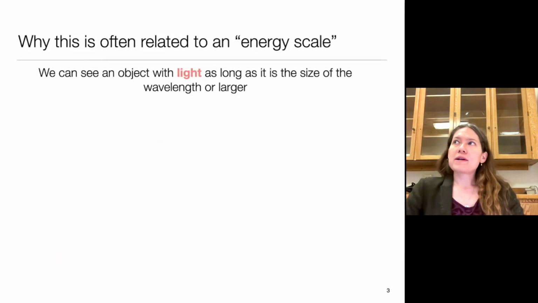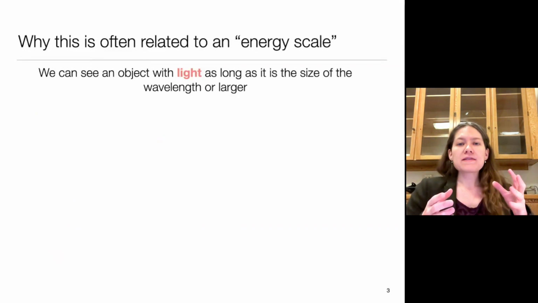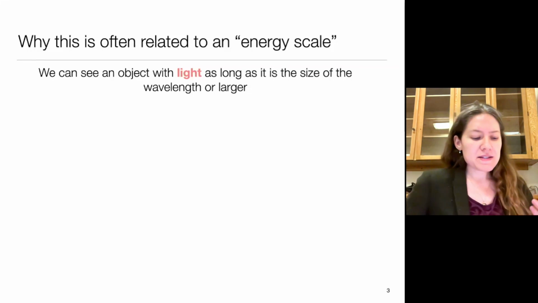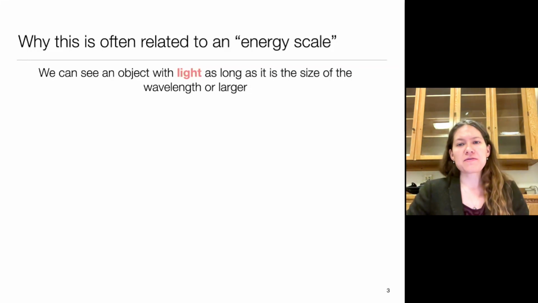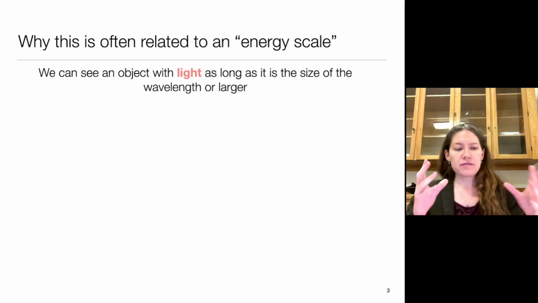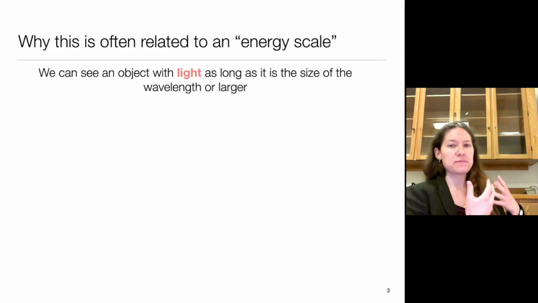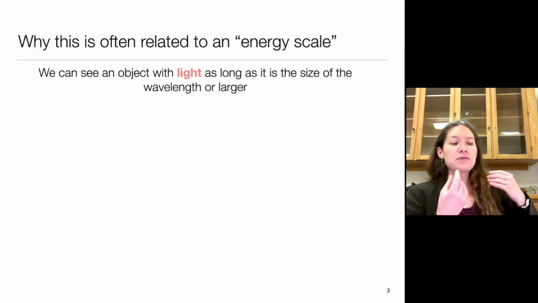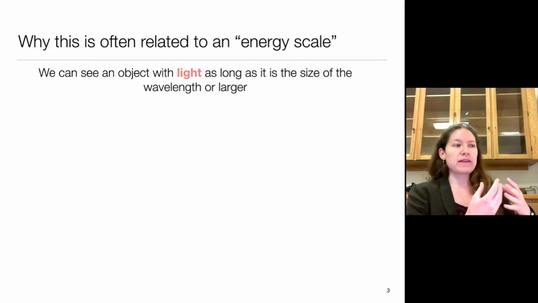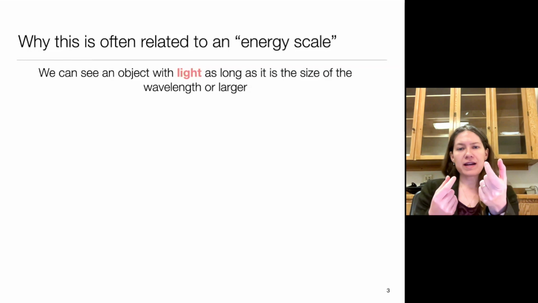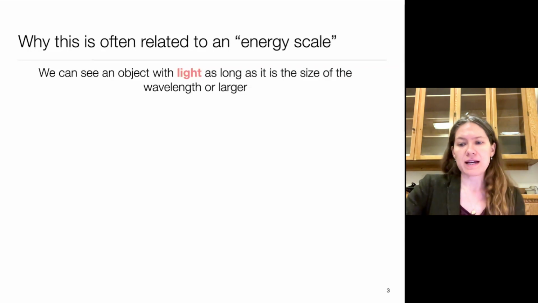Now, the next thing I want to discuss is why this is often related to an energy scale. You will sometimes see particle physics referred to as high energy physics. What's that about? Let's start by thinking about how we observe stuff with light. So if you're looking at an object, what you're seeing is rays of light scattering off of that object and coming back to your eyes. And we can see an object with light as long as the size of that object is larger than or comparable to the wavelength of the light.